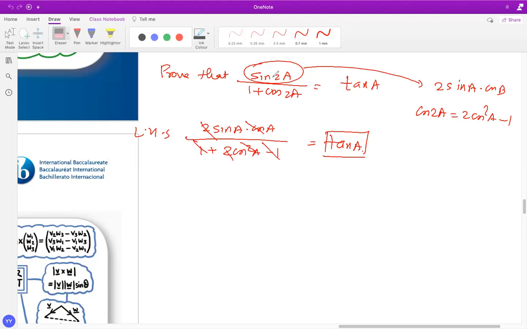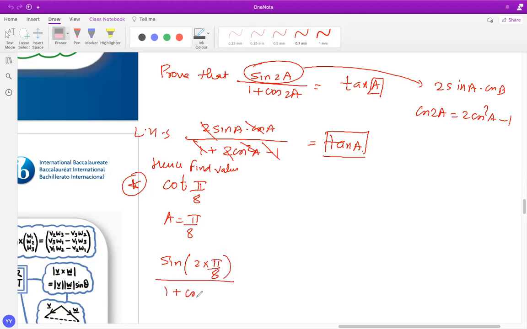Now there's an IB exam question, and they say, find the value of cot pi by 8. So how do we use this identity? Hence, find the value of cot pi by 8. What we can do is find tan first. If I put A as pi by 8 here, I get sine 2 times pi by 8 over 1 plus cos 2 times pi by 8, which is sine pi by 4 over 1 plus cos pi by 4.